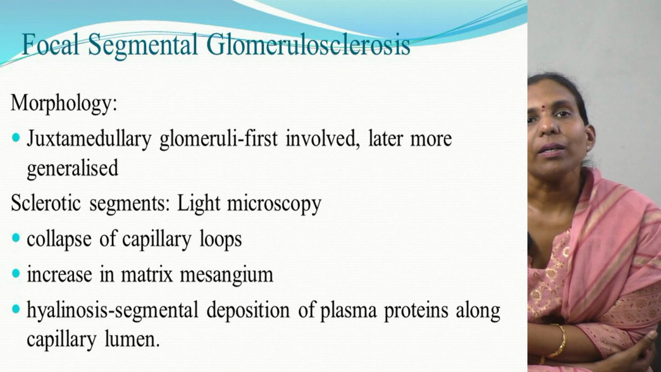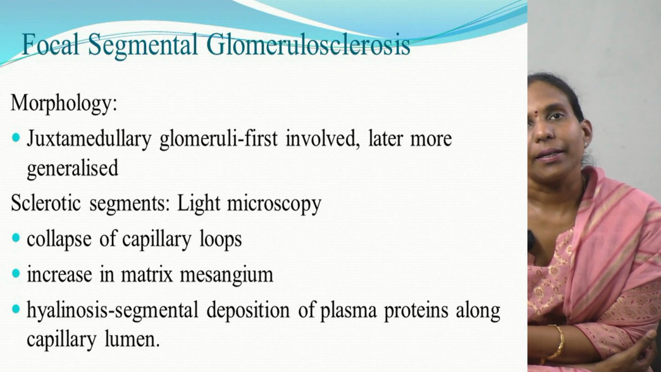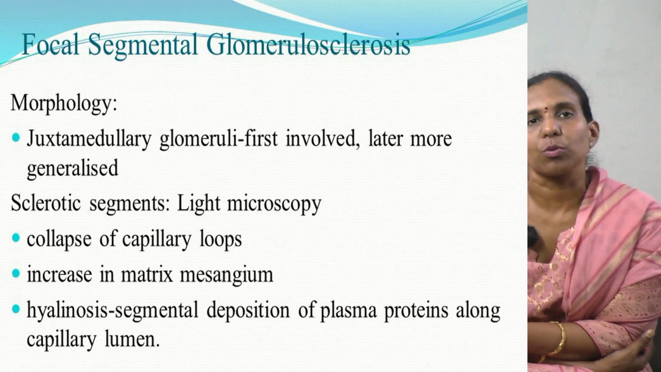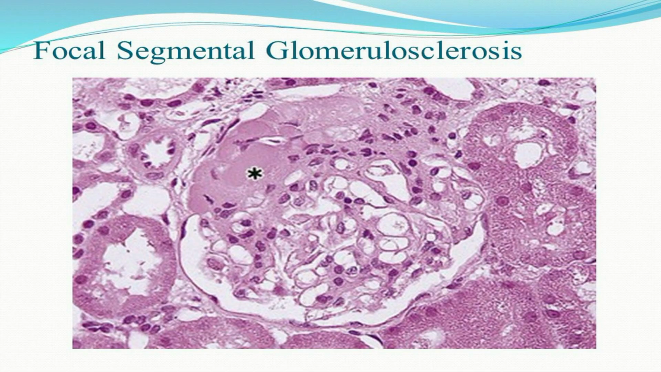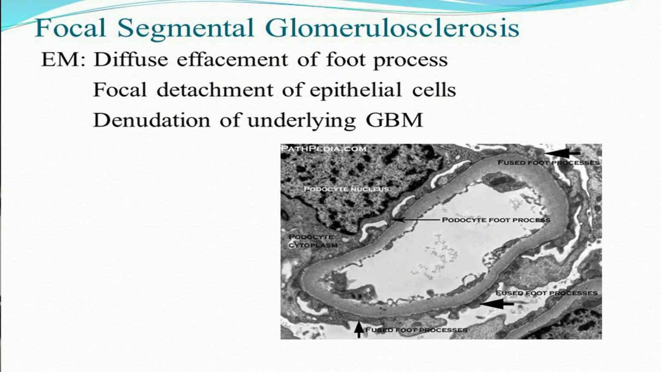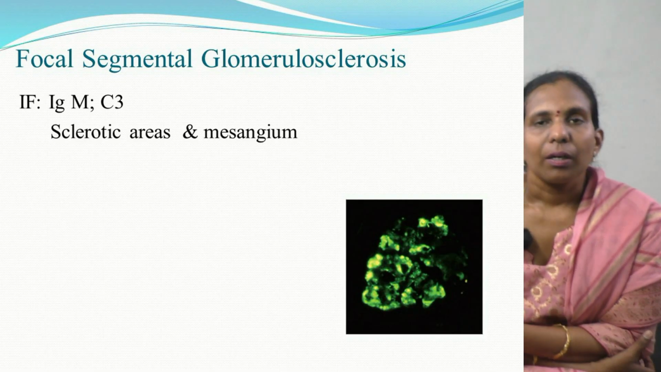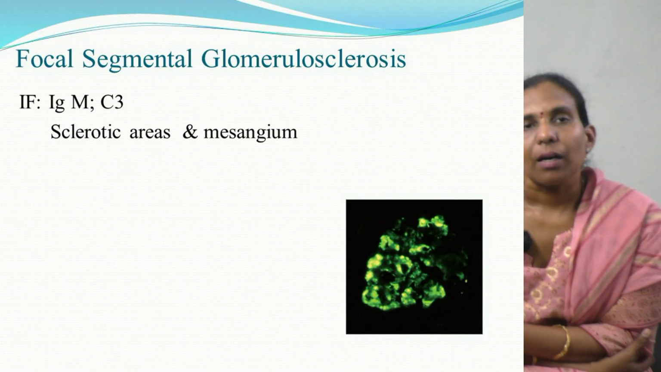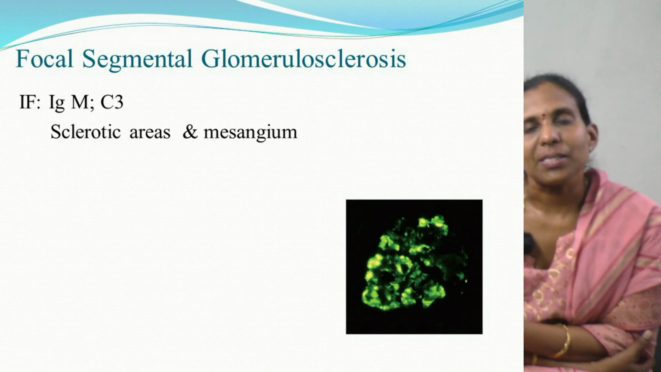On light microscopy, there is sclerosis leading to collapse of the capillary loops, increase in the mesangial matrix, and hyalinosis. This is a characteristic feature. There is sclerosis and only segmental involvement of the glomerulus. Coming to the electron microscopy, there is diffuse effacement of the foot processes, focal detachment of the epithelial cells, and denudation of the underlying glomerular basement membrane. Immunofluorescence shows IgM and C3 along with sclerotic areas and the mesangium.